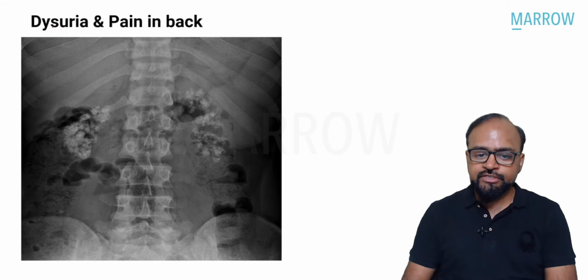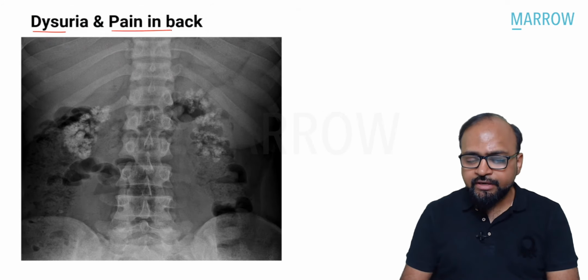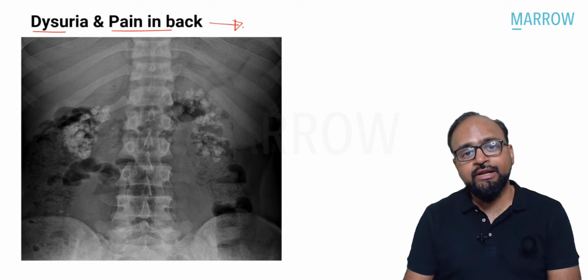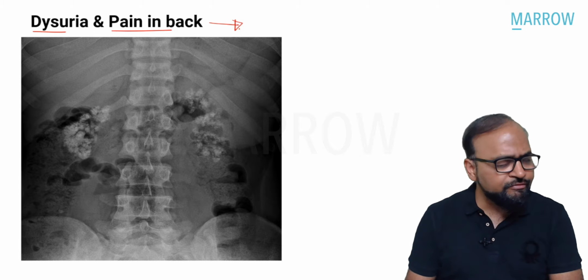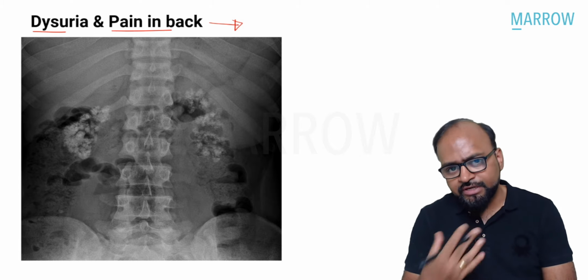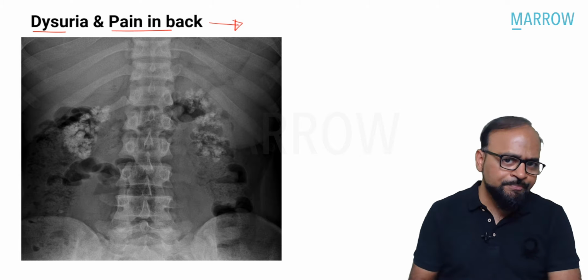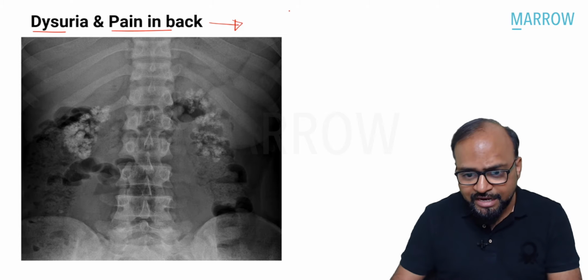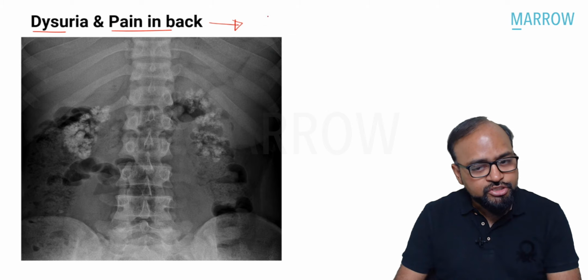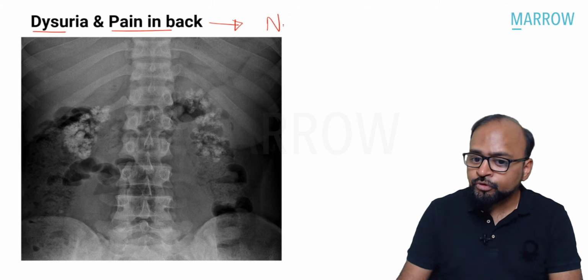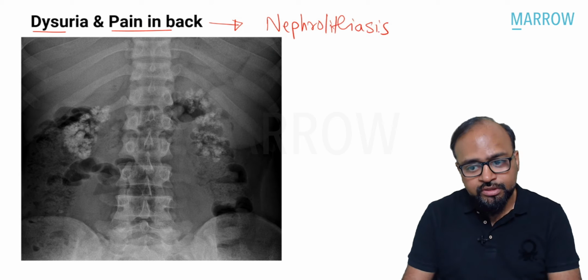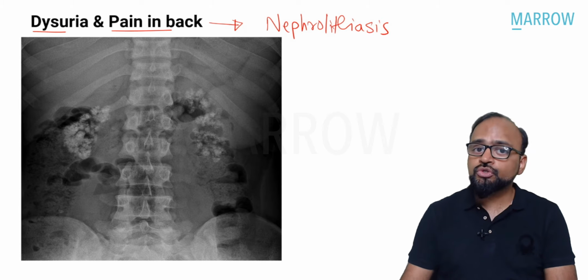So see, dysuria and pain in the back, especially in the summer months, right? I see a lot of patients like this every day, presenting with dysuria, pain in back. And the first thing that comes to my mind, even before I start doing an ultrasound in these images, is that probably these patients have renal calculi or say nephrolithiasis, right? So in this X-ray, you have to focus on the kidneys.